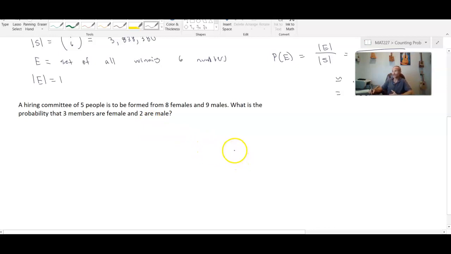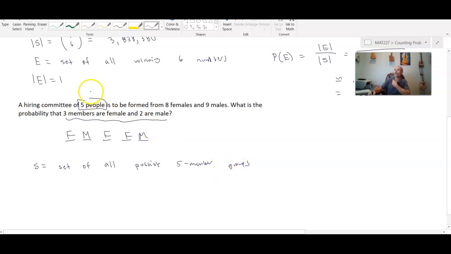Well, in this case, we have to consider the fact that if we look at these 5 people, the order in which they're drawn doesn't matter. So whether we pick a female and then a male and then female and then female and then male, that is definitely an outcome where we would have the desired event, which is to get 5 people where 3 members are female and 2 are male. So the first thing to think about is S, which is the set of all possible 5-member groups.